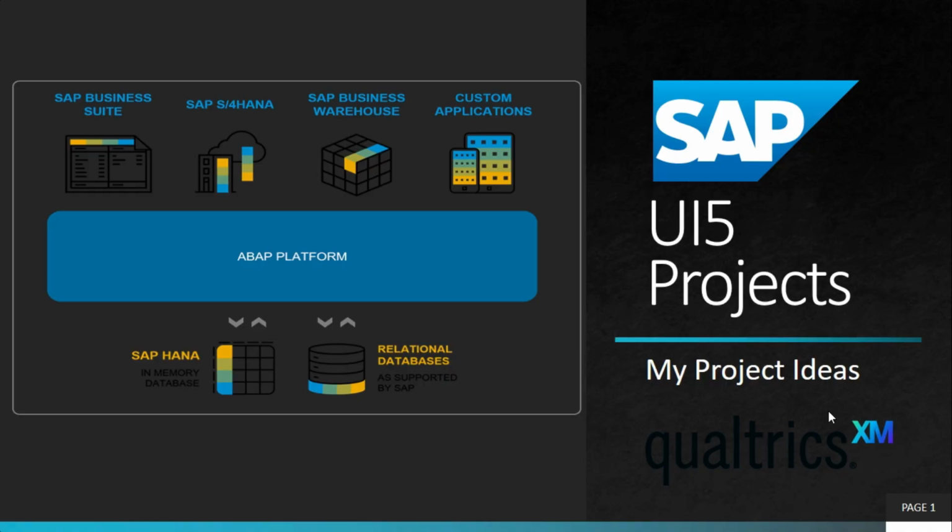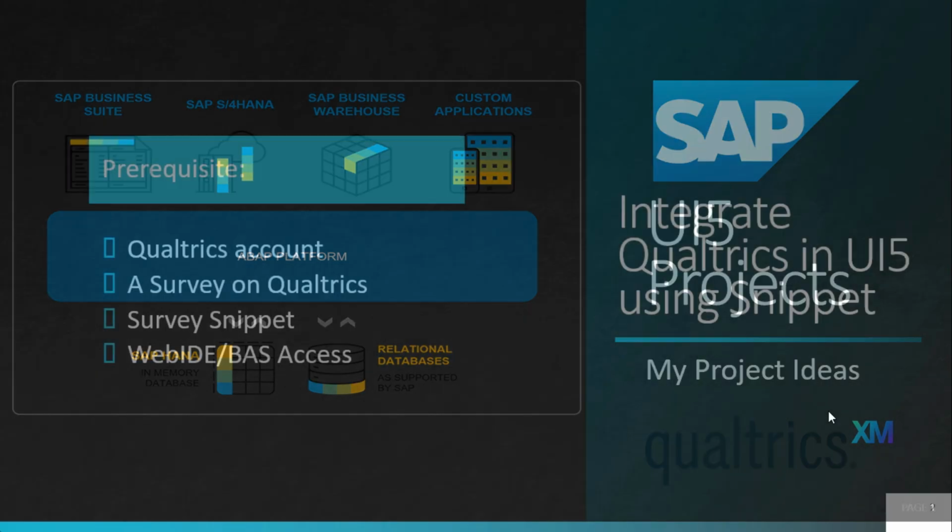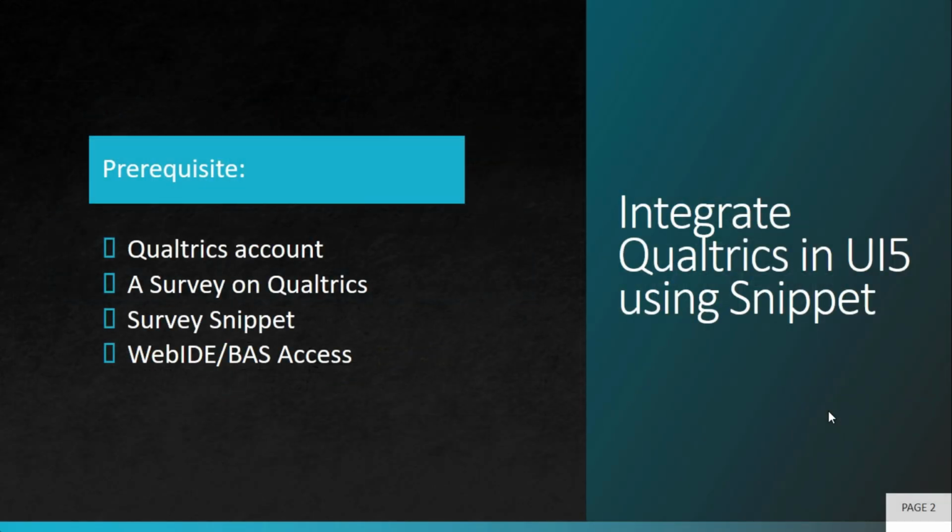This is an ongoing series on SAP UI5 projects. In this particular project, we'll discuss how to integrate Qualtrics in UI5 using a JavaScript snippet. So certainly we'll need a Qualtrics account. A survey has to be created on Qualtrics, and then we need to extract the snippet for the survey, and then we need access to any IDE, Web IDE or Business Application Studio to write the code.